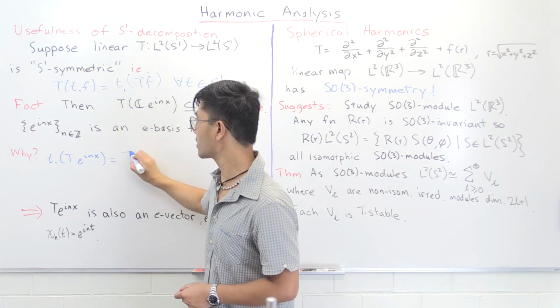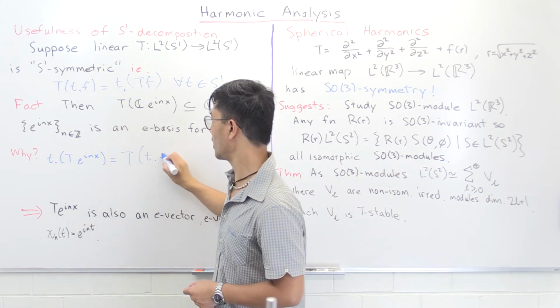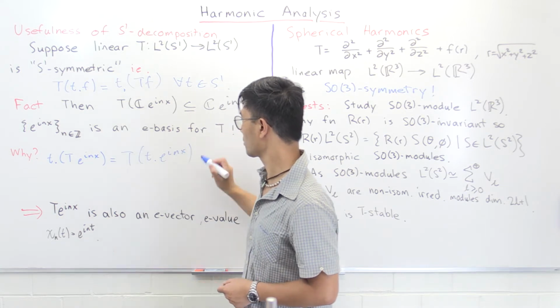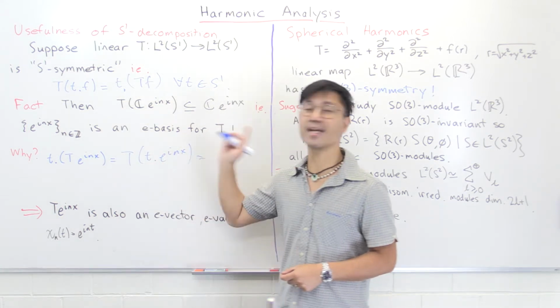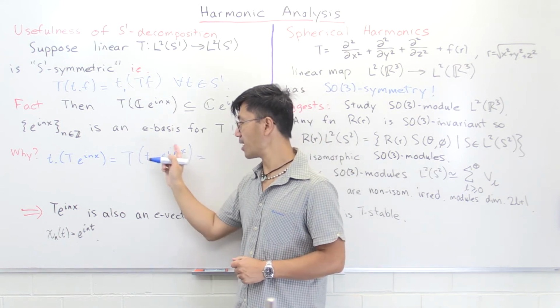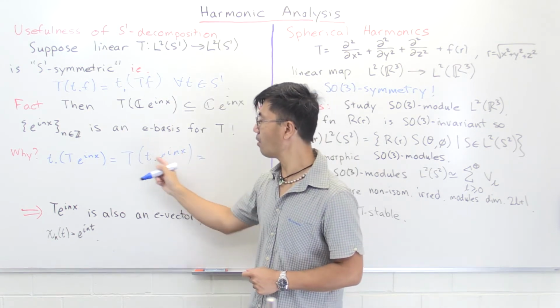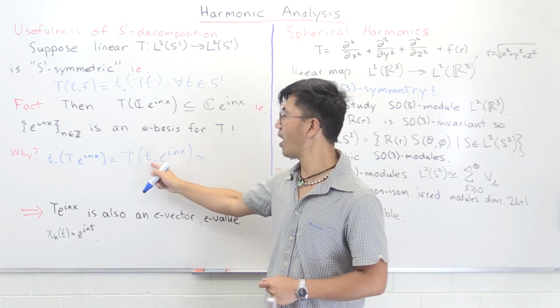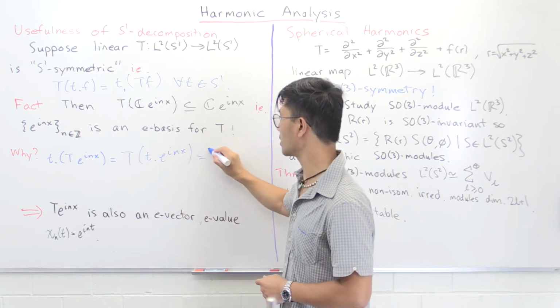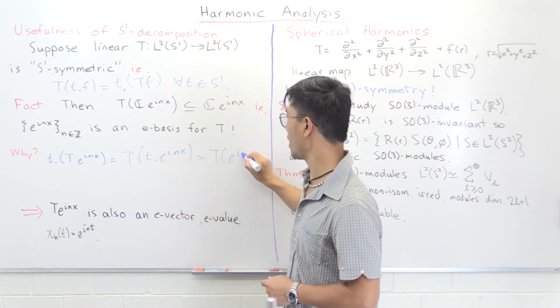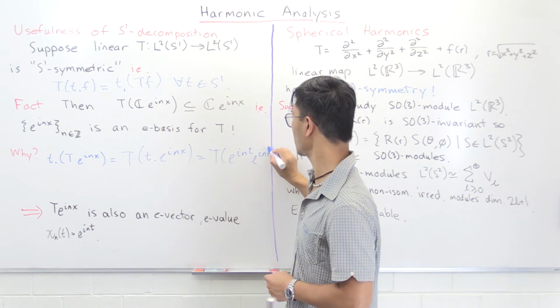So we can write this as T of T dot e to the I n x. And remember what T dot e to the I n x is. Remember, this is an eigenvector for this group action, and the eigenvalue is e to the I n t. So this is T e to the I n t, e to the I n x.